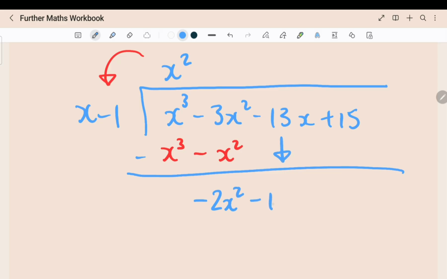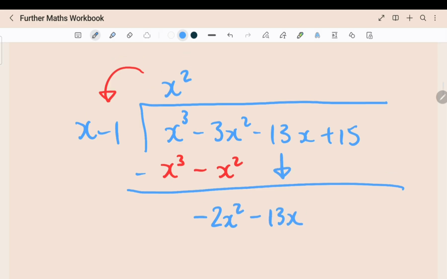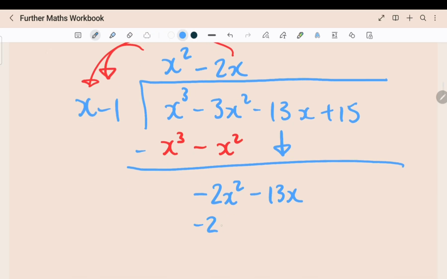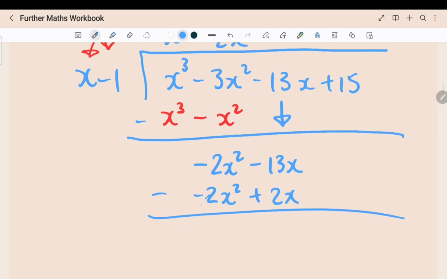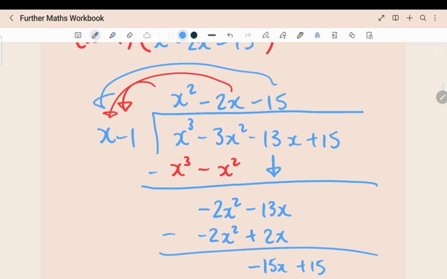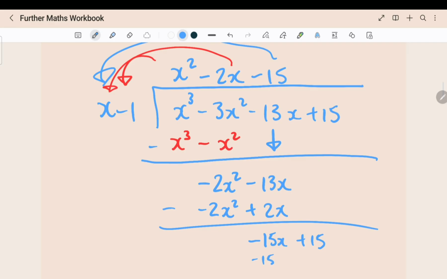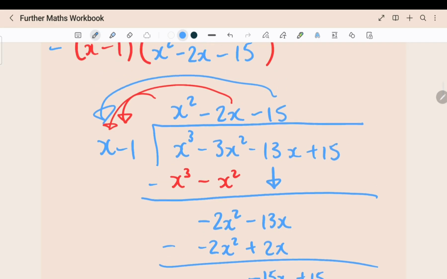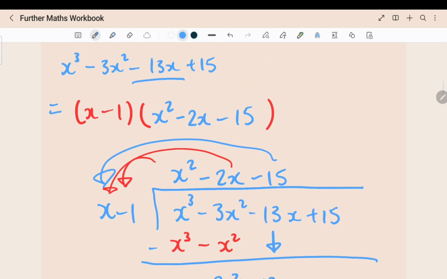And I'm going to pull down the 13x. Now to get from x to minus 2x squared, I must multiply by minus 2x to get there. And then I'm going to do the same thing, multiplying this by this. So I get minus 2x squared and then plus 2x. And I'm going to take away this. So this disappears, the first one. And then the second one, I get minus 15x plus 15. And I'm going to times it by minus 15 here. Because when I do this, I get exactly minus 15x plus 15. And it divides beautifully. So we get the exact same answer, as you can see.